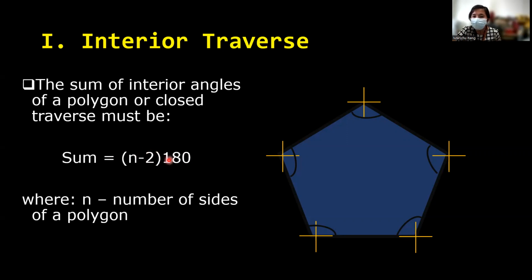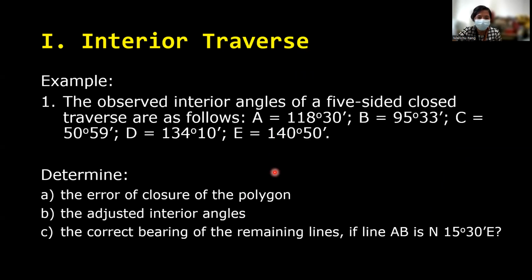a closed polygon, right? In this illustration, this polygon has 5 sides. So let's say n is equal to 5. So, 5 minus 2 is 3, times 180 degrees. To make sure that the sum of all these angles is equal to 3 times 180, or 540 degrees. It depends on the number of interior angles in your polygon.